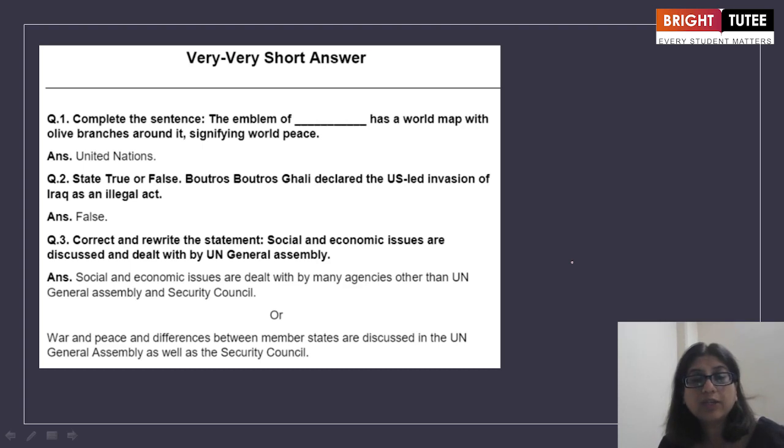These are the very short questions. The emblem of the United Nations has a world map with olive branches around it, signifying world peace. Boutros Ghali declared the US-led invasion of Iraq as an illegal act. This is false. After correcting it: social and economic issues are dealt with by many agencies other than the United Nations General Assembly and Security Council. It could be written like: war and peace and differences between member states are discussed in the United Nations General Assembly as well as the Security Council.